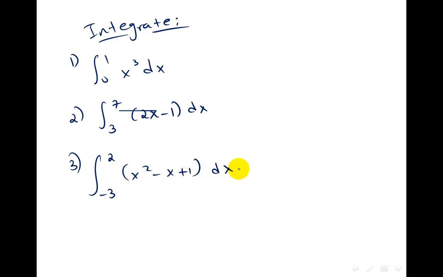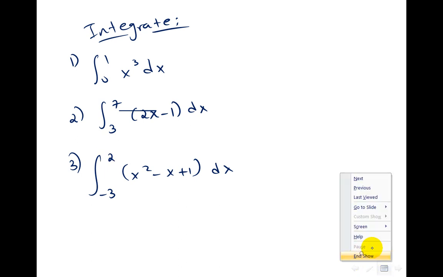Here you have 3 questions. The first one is x cubed dx from 0 to 1, and here 2x minus 1 dx from 3 to 7. Here, the integration of x squared minus x plus 1 dx, from negative 3 to 2.